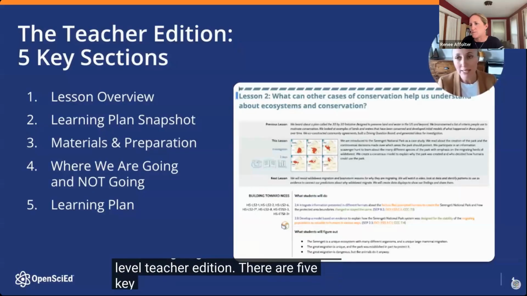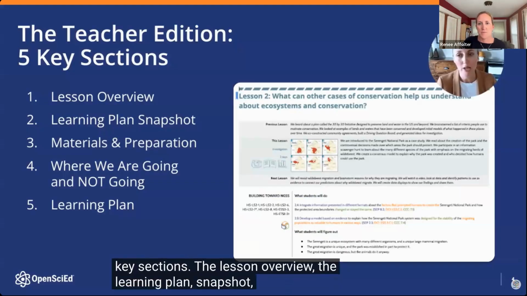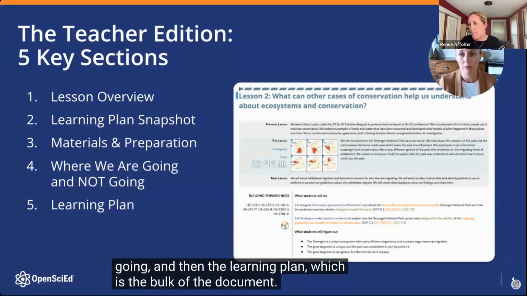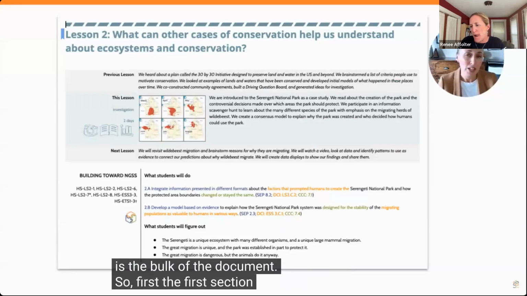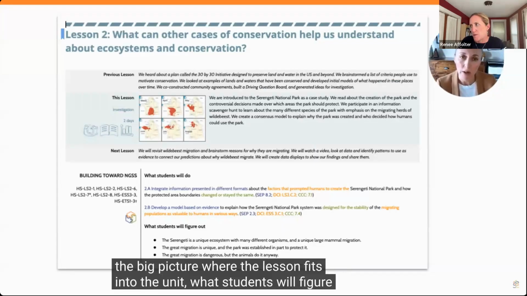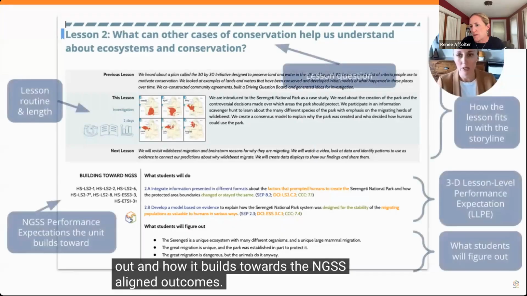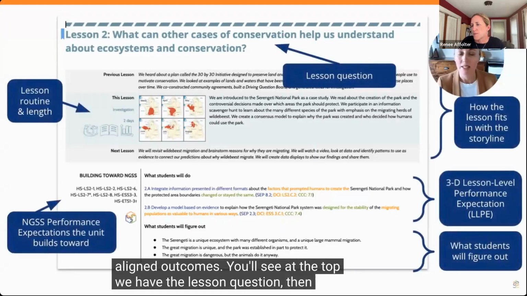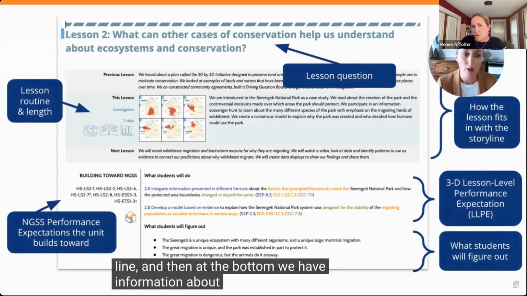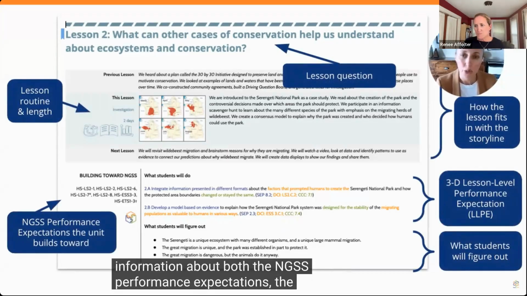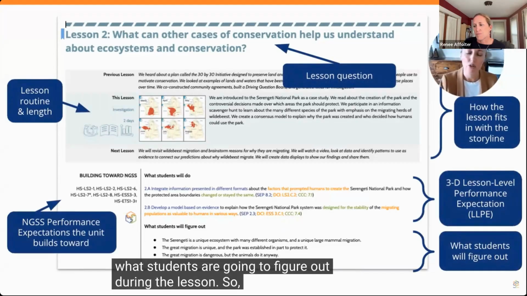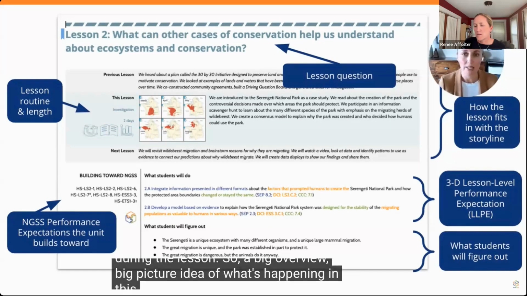There are 5 key sections: the lesson overview, the learning plan snapshot, materials and preparation, where we're going, not going, and then the learning plan, which is the bulk of the document. So first, the first section is the unit or the lesson overview, and it gives you the big picture, where the lesson fits into the unit, what students will figure out, and how it builds towards the NGSS aligned outcomes. You'll see at the top, we have the lesson question, then some information about the routine and length, how the lesson fits in the storyline, and then at the bottom, we have information about both the NGSS performance expectations, the 3D lesson level performance expectations, and then what students are going to figure out during the lesson. So a big overview, big picture idea of what's happening in this lesson.